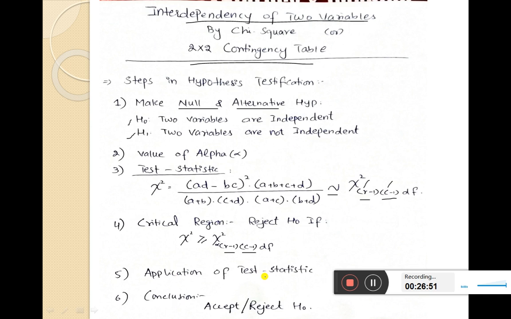Step number 5, application of the test statistic. And step number 6, simply the conclusion.